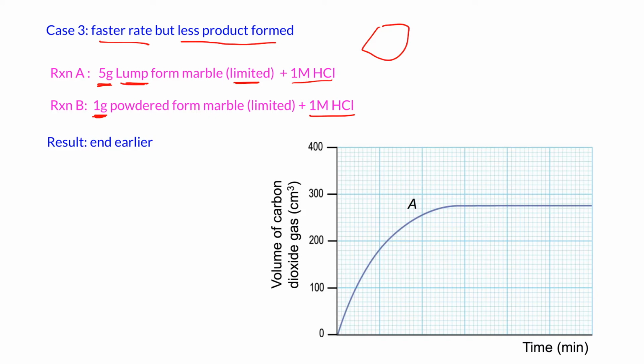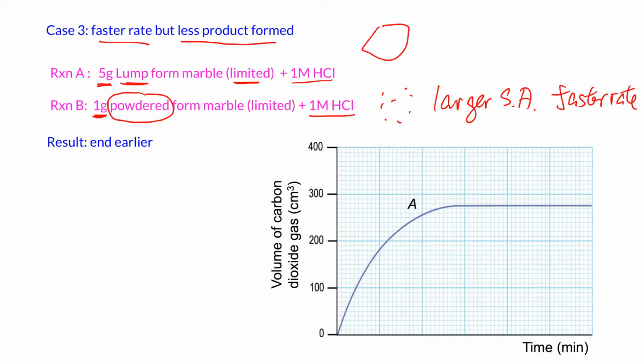And this is a powdered one. Powdered one means larger surface area. Larger surface area means you have a faster rate. So basically for B, we will anticipate a faster rate. So you can see there's a slope like this. Second one, we will see that we have less product formed. So the level of product will be somewhere here.